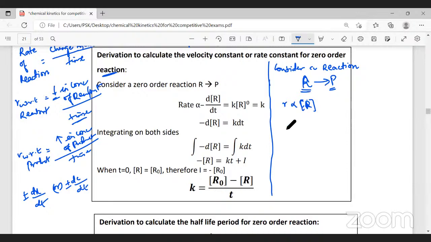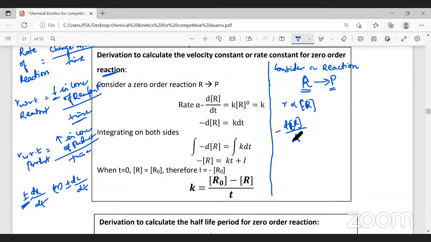Now, can I write rate as dR by dt? What is this dR by dt? Change in concentration of the reactant with respect to time. That is what rate is. Rate is defined as change in concentration with respect to time. With respect to reactant, we write decrease in concentration of the reactant with respect to time. The decrease in concentration we represent by a minus sign. Can I write it as minus dR by dt? This is nothing but R. Did you follow what I've written?